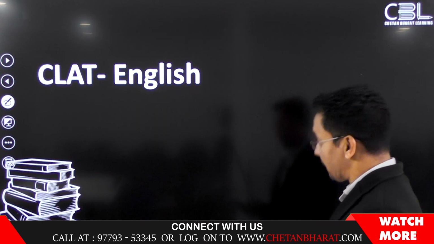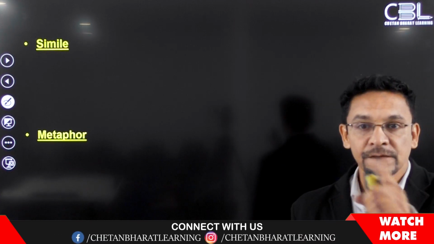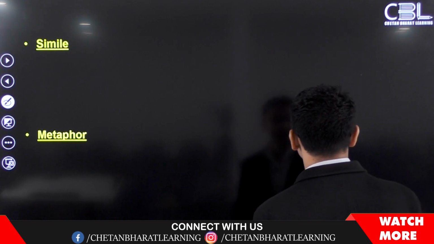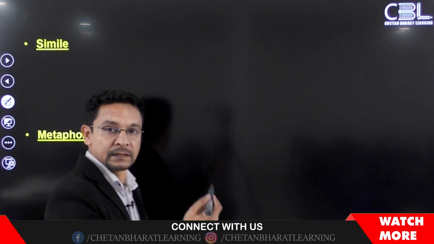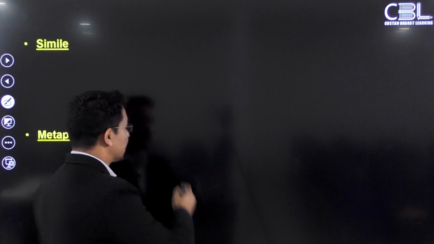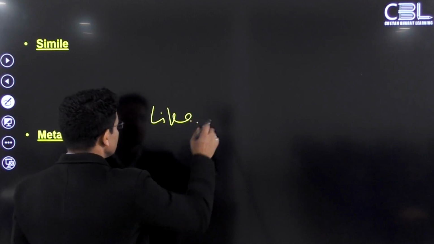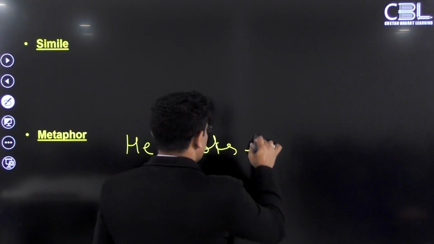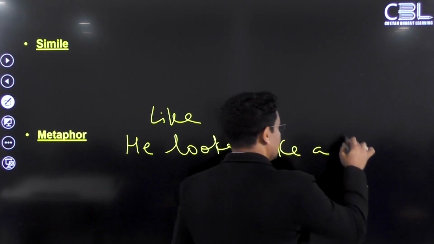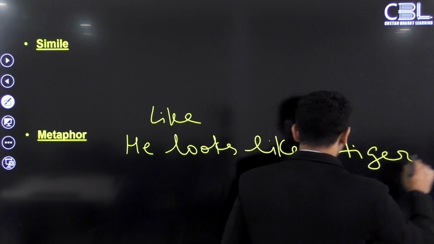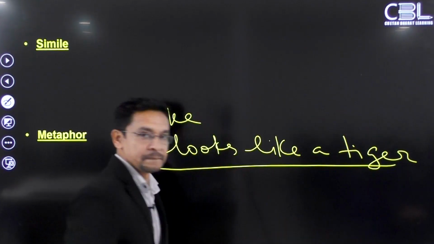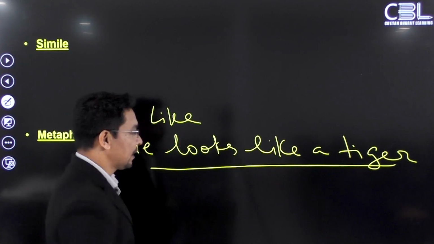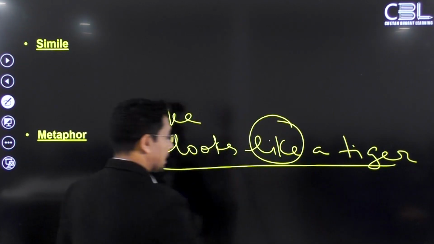Right, let's begin. Simile. The first figure of speech. What is a simile? A simile is something that is used for comparison, and it includes the word like. So, he looks like a tiger. Simile, right? Used for comparison with the use of the word like.